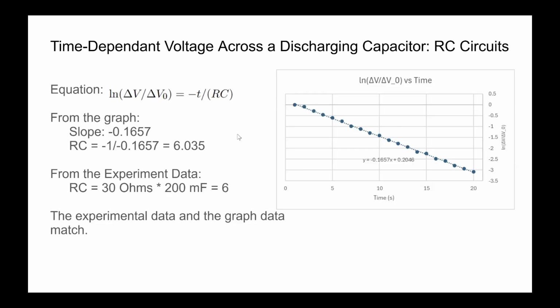To make it a straight line, I used this equation here, and so now this is the ln of delta V over delta V naught versus time graph, which makes it a straight line, and you can see the slope is negative 0.1657. Since RC is negative 1 over the slope, you get 6.035, and from the experiment data, we found that it's 6, so they match.